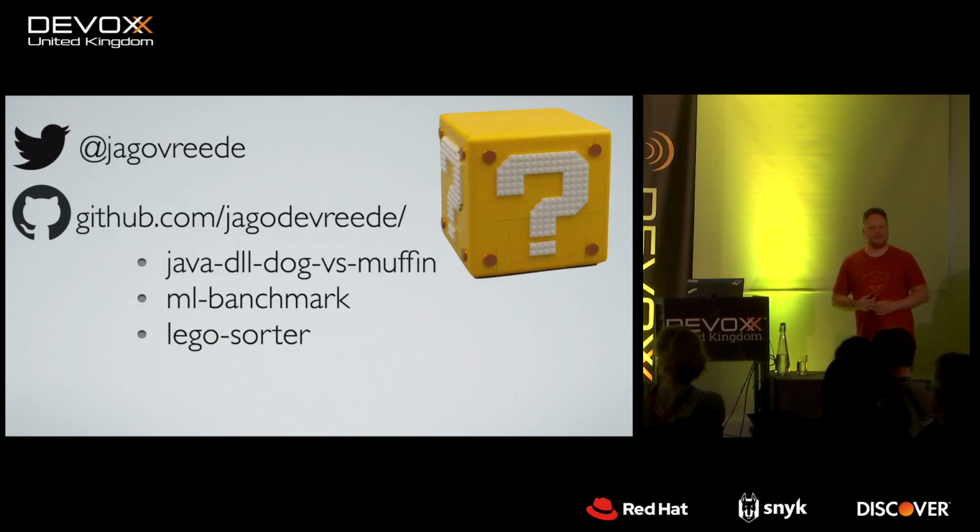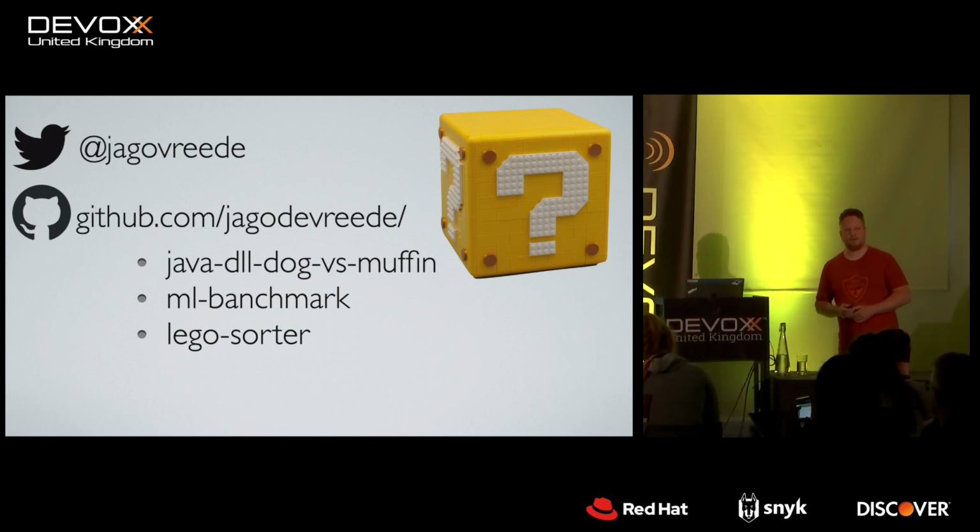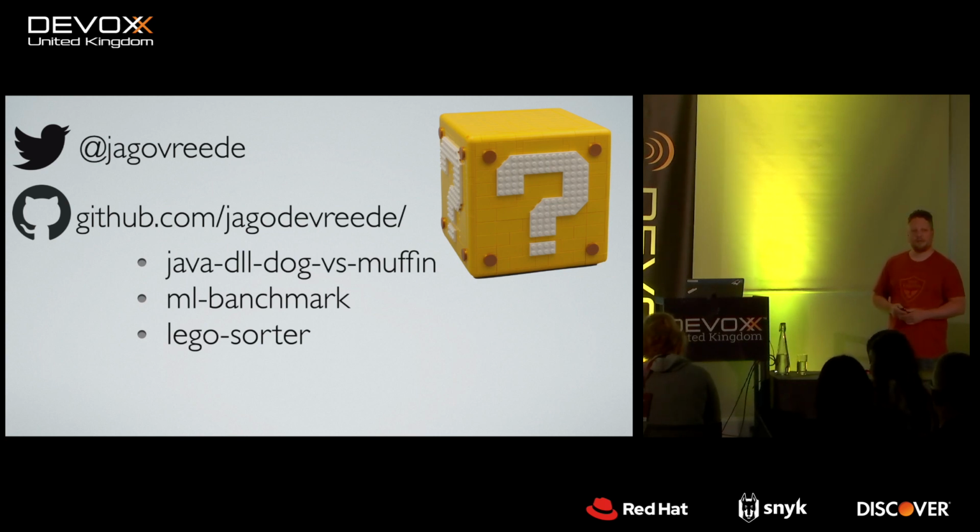For now, are there any questions? The repositories are on my GitHub. There are 3 repositories for this talk: the Javadoc versus muffin, the machine learning benchmarks, where all the benchmarks are, and the Lego sorter, which is about to be filled. Are there any questions?